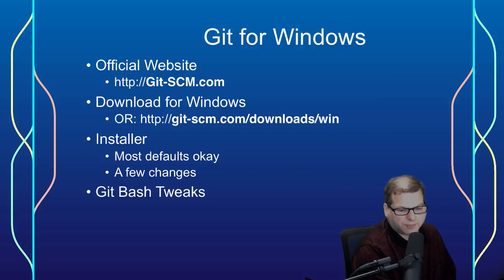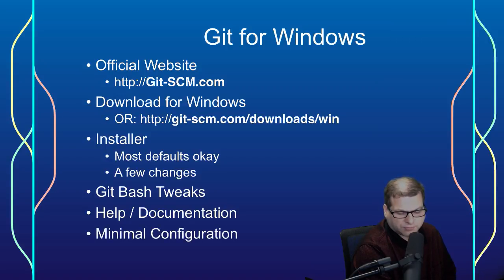I made a few Git Bash tweaks because it was incredibly small when we first started. Of course, that's also personal choice. If you like it super small, more power to you. Then I went over to the help and how to get documentation online. We set up our minimal configuration and a little bit more. Then we did the Git prompt, which will come to life a bit later.